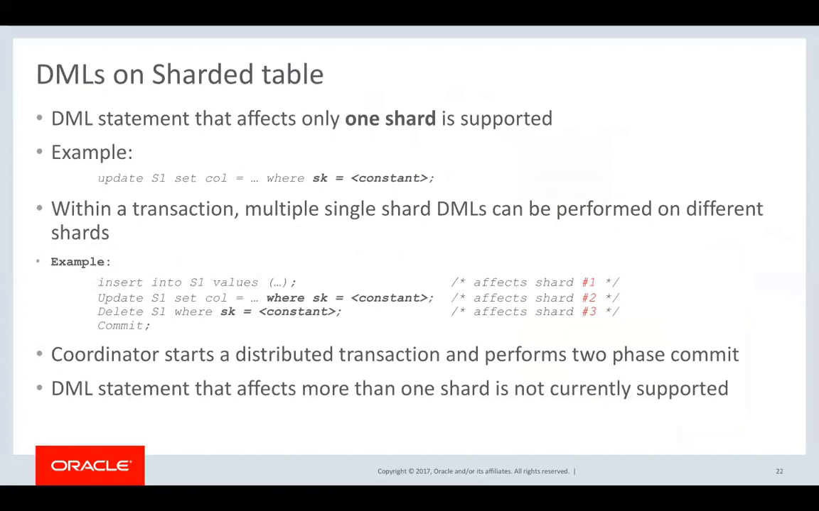Okay, how do I do DMLs on a sharded table? You could do DMLs as long as they affect only one shard. For example, in this case, update S1 set column, and you specify where sharding key equals some constant. So you know you're going to make this change happen on one and only one shard, right? Those kinds of DMLs are supported. If you're within a transaction, you could also have multiple single-shard DMLs. Like for example, in this case, I could insert into one shard, update another, delete another, but I could still commit using a distributed transaction with a two-phase commit, right? And we support that as well.